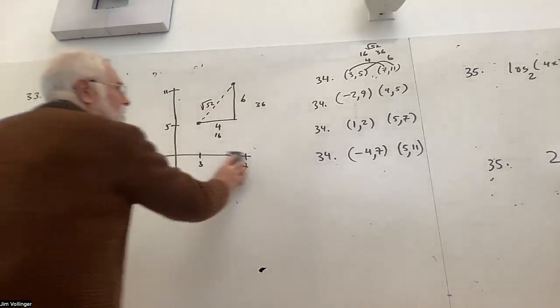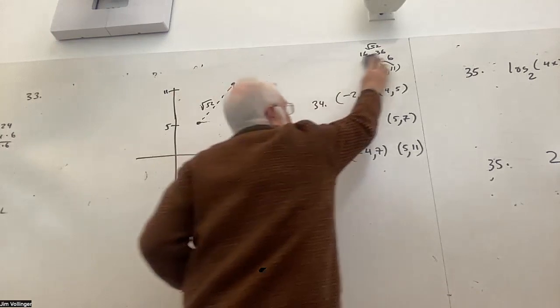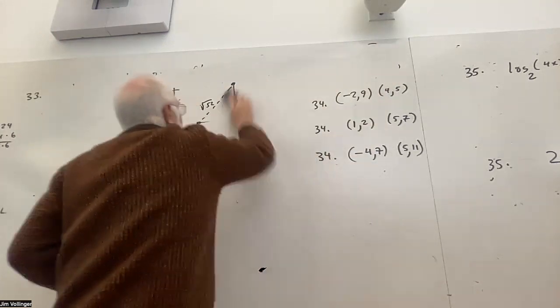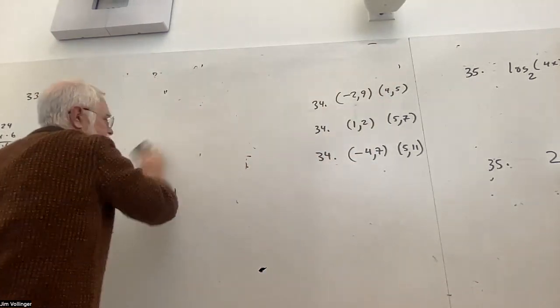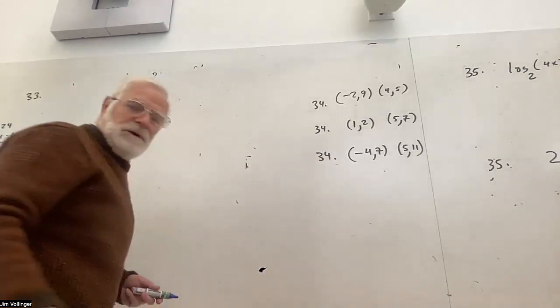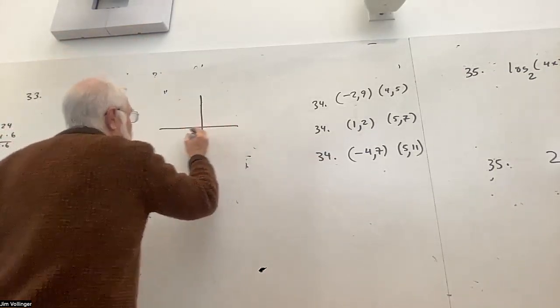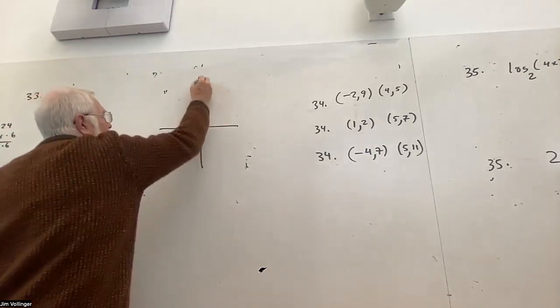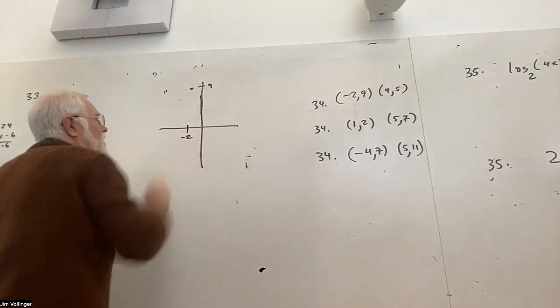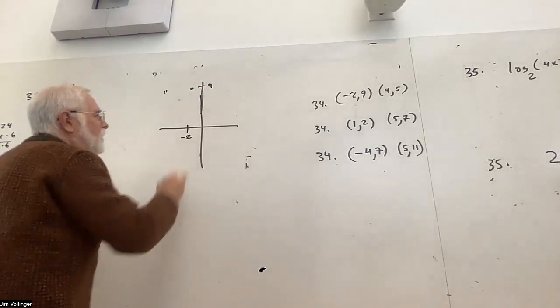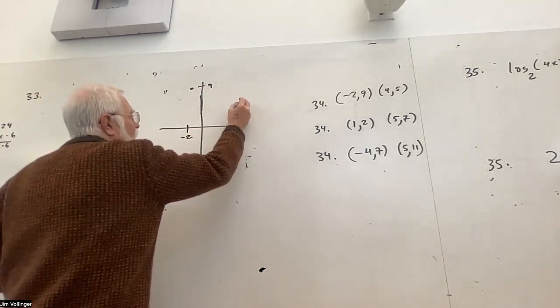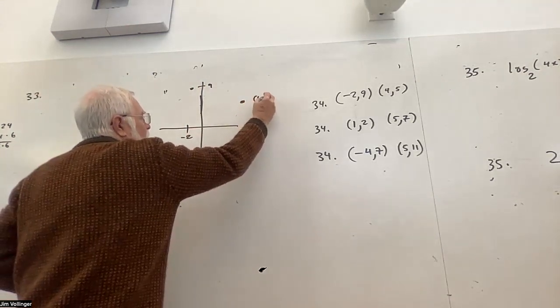All right, let's do negative 2, 9, 2, 4, 5. And then we'll take a shortcut on the last one. Negative 2, 9. Coordinate system, let's call that negative 2. Let's call 9 up here. All right, we're moving to 4, 5. Over 4, up 5, let's call that 4, 5.